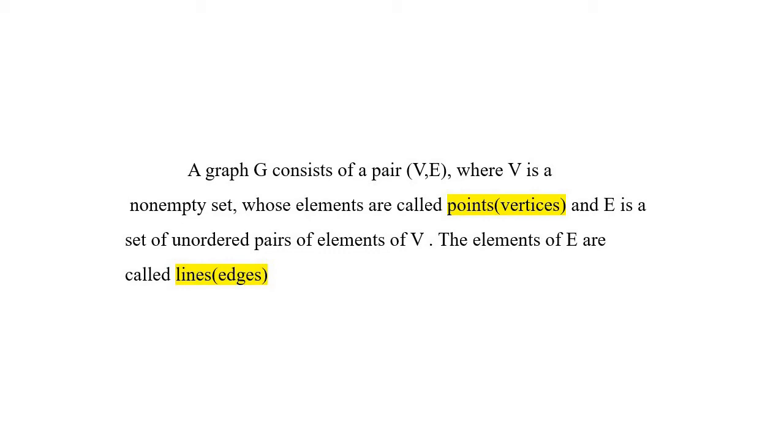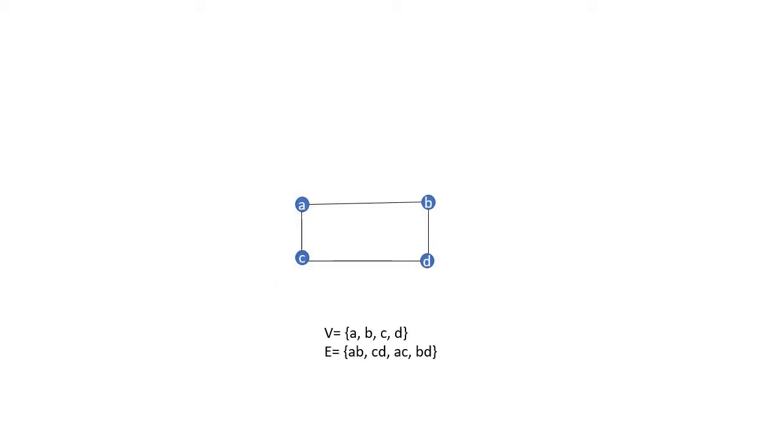A graph G consists of a pair (V, E). Here capital V is a non-empty set, that is the vertex set, and E is called the edge set. It may be empty or non-empty. In a graph, V equals {A, B, C, D}, and the edges are AB, AC, BD and CD.